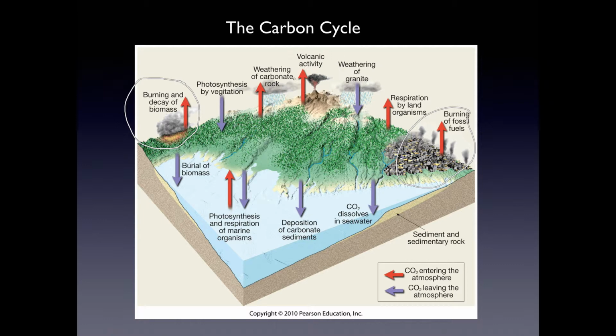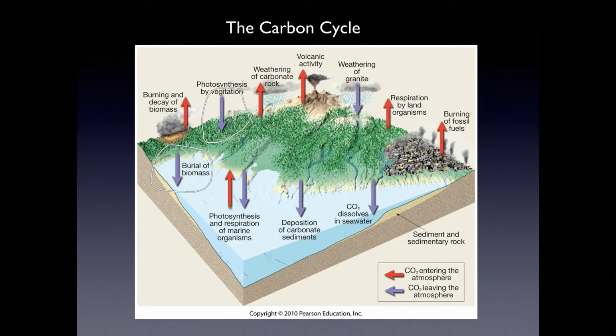Other sources of carbon dioxide are weathering of rock, volcanic activity, and respiration, so this is us, we breathe out CO2, and photosynthesis, which is both a source and a sink of carbon dioxide depending on the species of organism that's doing it. Okay, so what about sinks for carbon? We've got the burial of biomass, so this is if we have things die and get buried in sediment, then that removes carbon from the atmosphere or from the ground.